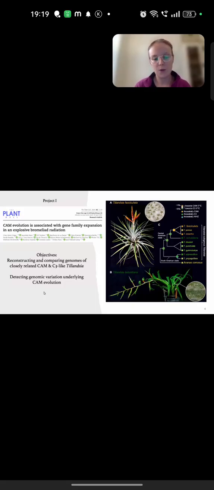We wanted to first of all understand better the genomes of these plants, but we also wanted to see whether differences, diversity in the genomes between plants could be linked back, especially to CAM photosynthesis.